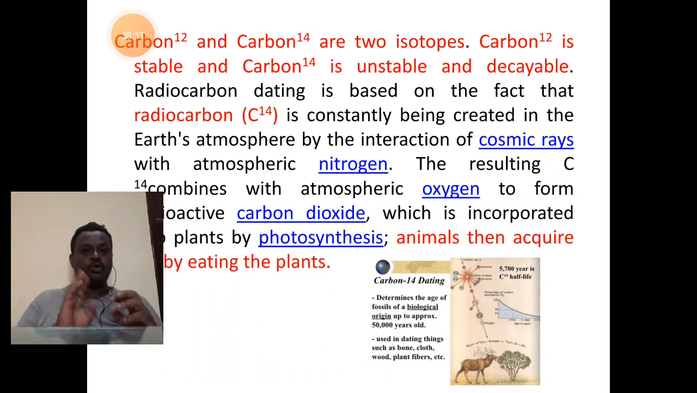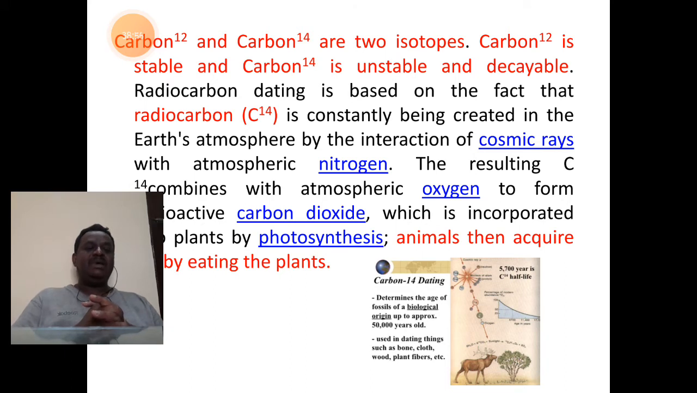Carbon exists in two forms. So it's an isotope, okay? Carbon-12 and carbon-14. Carbon-12 is stable and doesn't show much reaction or breakdown, whereas carbon-14 is an unstable and decayable isotope. This is important for us.